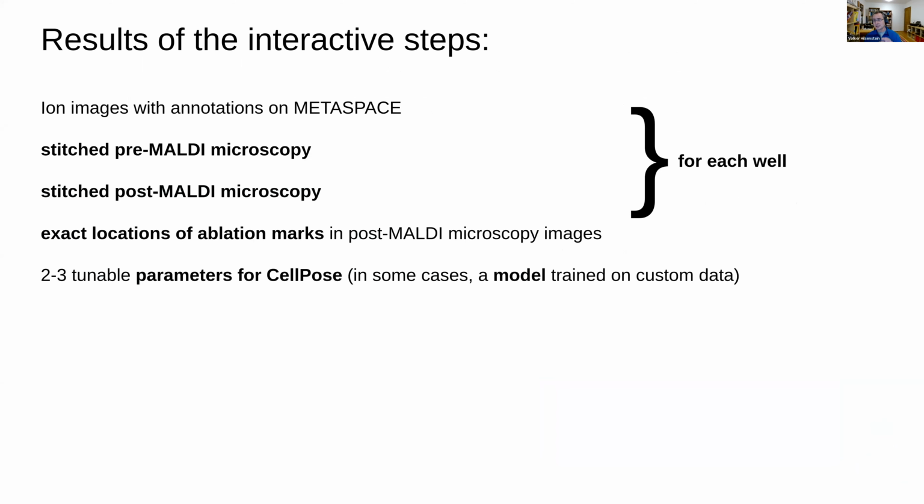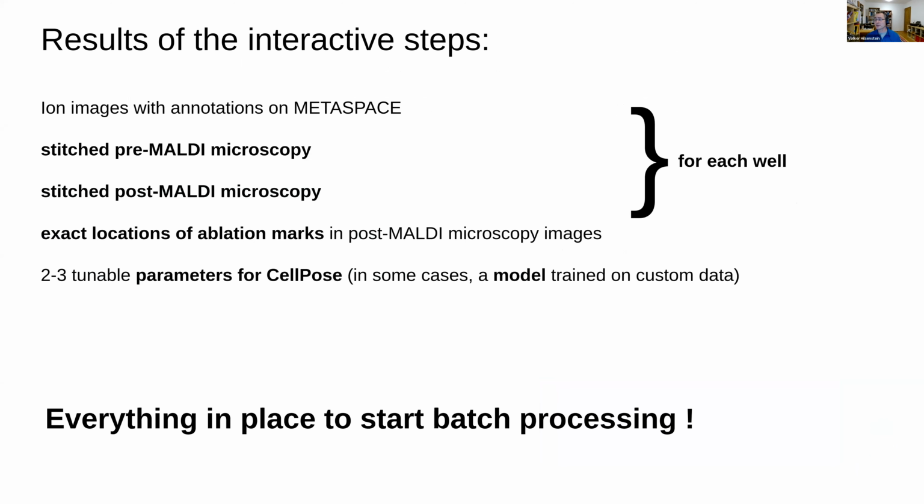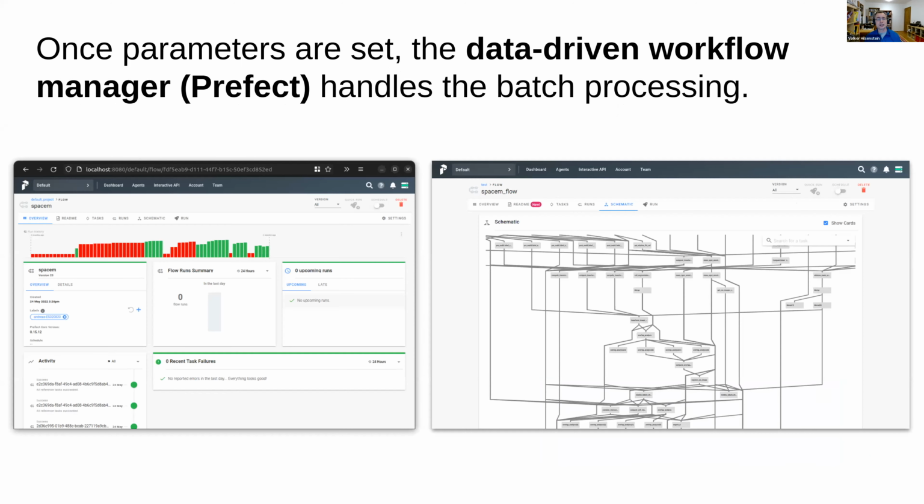Once you have done all of this, you've got your pre and post multi-microscopy. I didn't show how you do a bit of cell post parameter tuning. We have everything in place to start batch processing. And we use this Prefect server, which builds a dependency graph, a bit like in KNIME, but you don't build it with your mouse. You build it with Python code. And once all of the upstream dependencies of a processing step have finished, it will start running on that, and it will distribute it to different cores. You could even distribute it across a cluster if you want to.